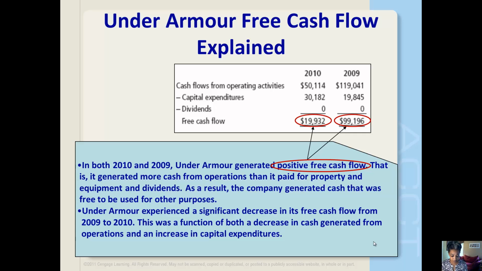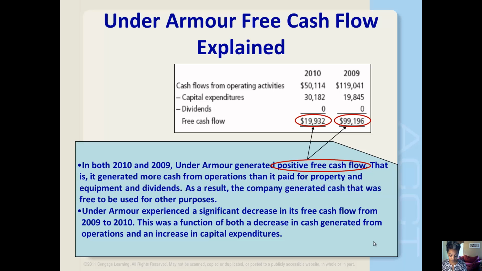So let's talk a little bit more about positive and negative free cash flow. Obviously, we want to have positive free cash flow because that is generated when cash from operations is more than the amount that we pay for property and equipment and dividends. So as a result, in that case, the company generates cash that is free to be used for other purposes, like we just talked about.